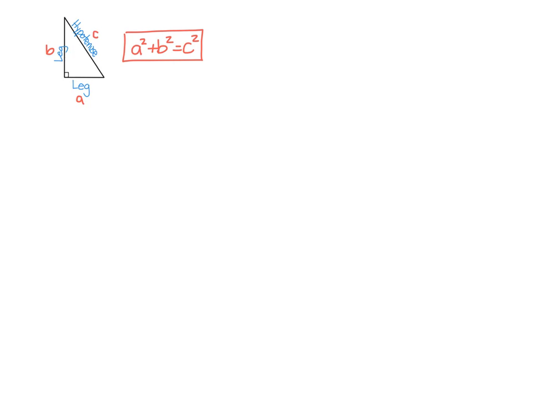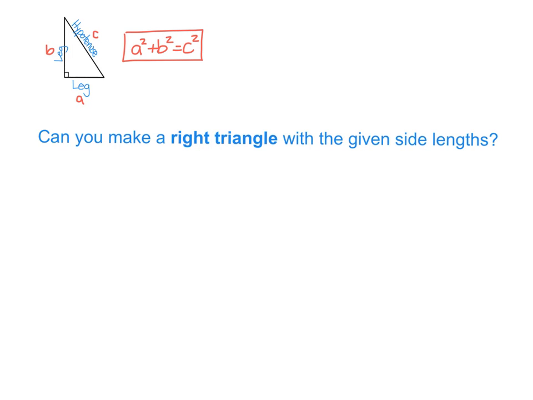Now let's look at some questions that you may see related to the Pythagorean theorem. One type of question will say, can you make a right triangle with the given side lengths? You may remember from last year that in order to make a triangle, just a triangle in general, you need to have the two smaller sides add up to longer than the third side. That allows you to close the figure.